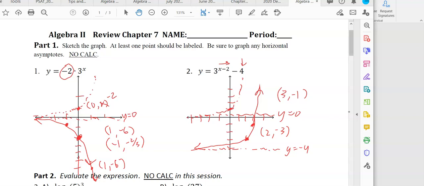Or you can plug in maybe a 1. So 1/3 minus 4. Wow, that's -3 and 2/3, which is -11/3, I believe. It's a little tougher one to plug in. So it'd be (1, -11/3), somewhere around there, right there.